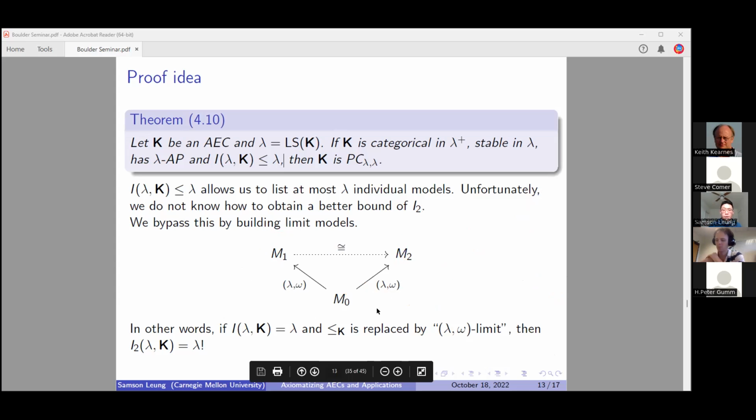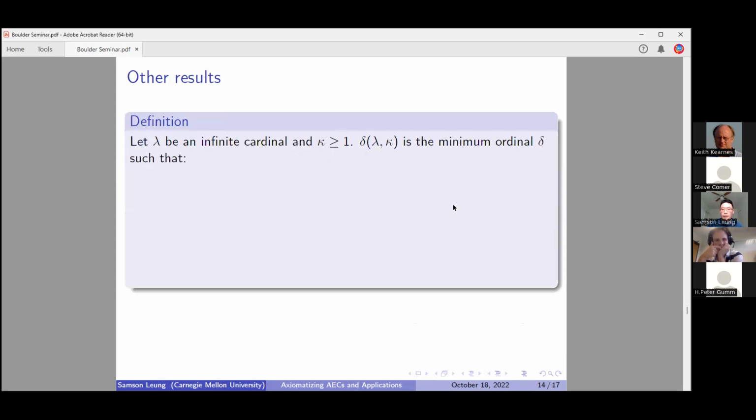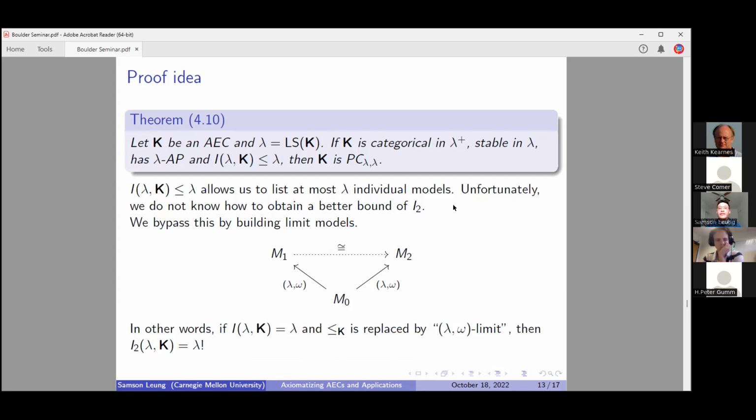And to carry out the rest of the proof, originally I said if you have MA and MB, you can dominate them by some bigger model MC. You just need to change the phrasing. You have MA and MB, and you want a common bigger model, which is a limit model over the original two models. And that uses the stability amalgamation property. So that's it for the proof idea of my main result.